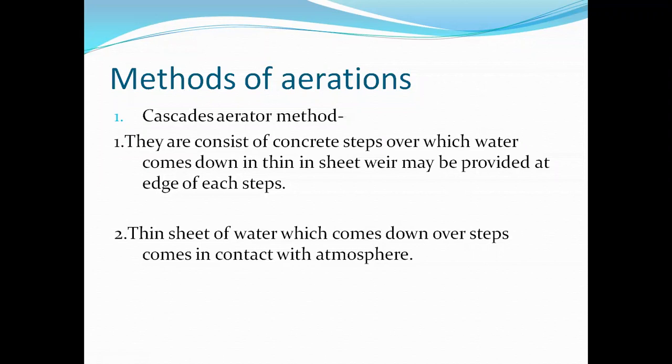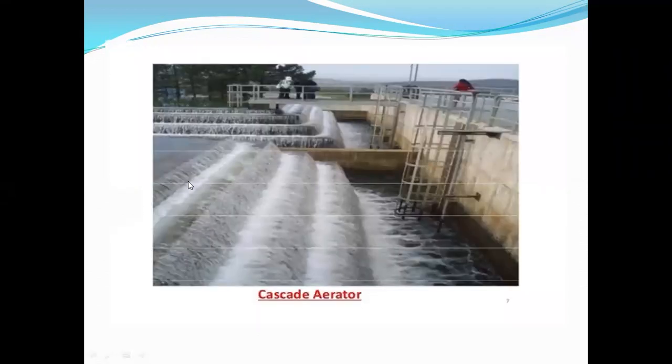The cascade aerator method consists of concrete steps, and water comes down these steps. While water flows from these steps, it comes into intimate contact with the air, and at every step there is a thin sheet of water which comes down over the steps and comes in contact with the atmosphere. That is, when the water flows in the form of thin layers or thin sheets, it comes in contact with the atmosphere. Now see, this is a cascade aerator.